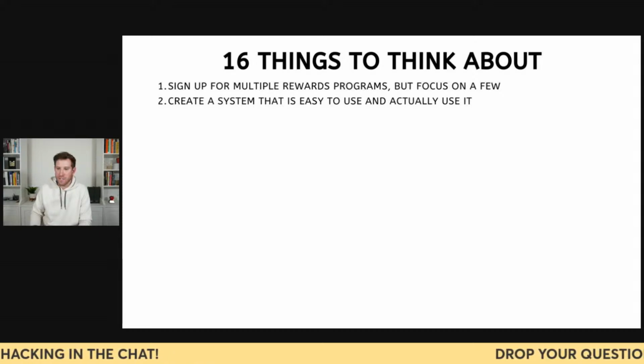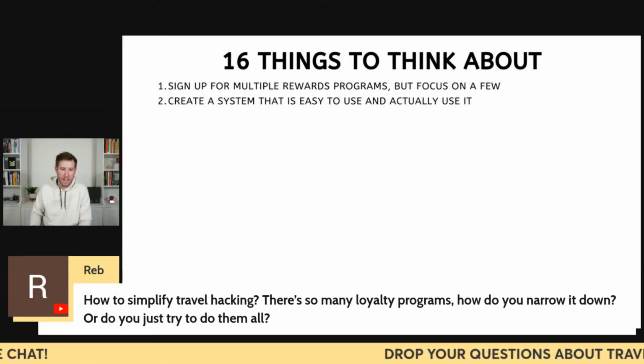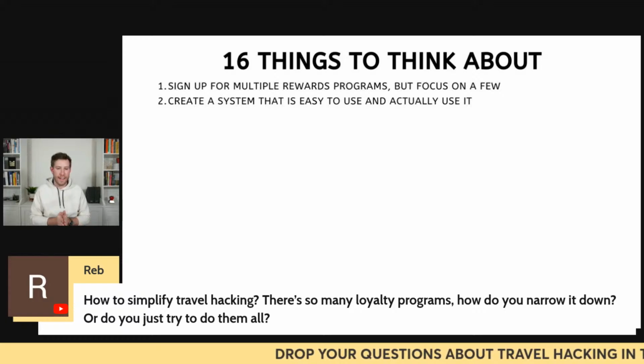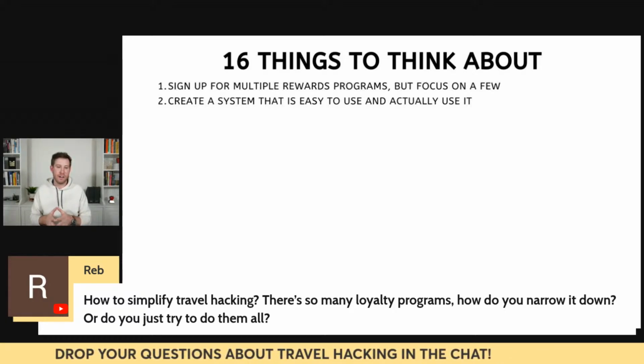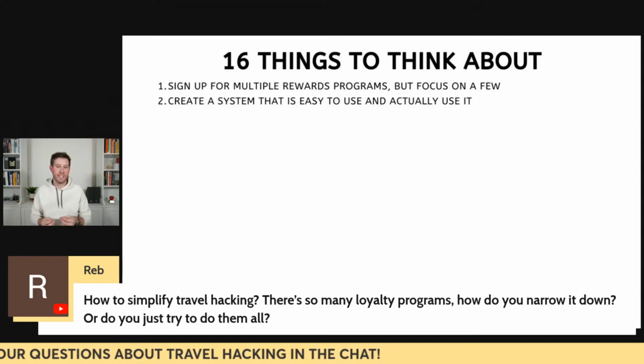Number two, create a system that's easy to use and then actually use it. And that ties into one of the questions that we had here, how to simplify travel hacking. There's so many loyalty programs. How do you narrow it down, or do you just try to do them all?